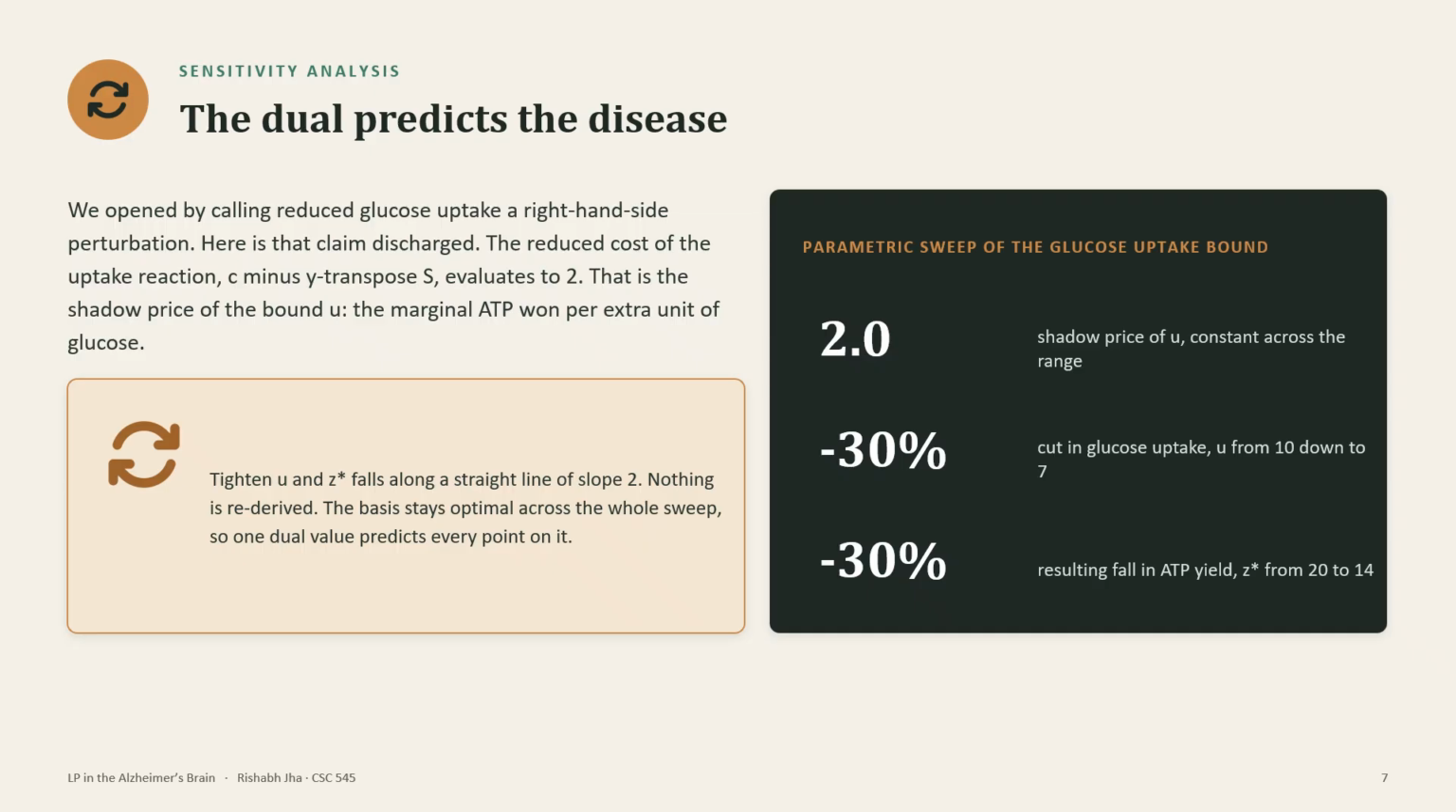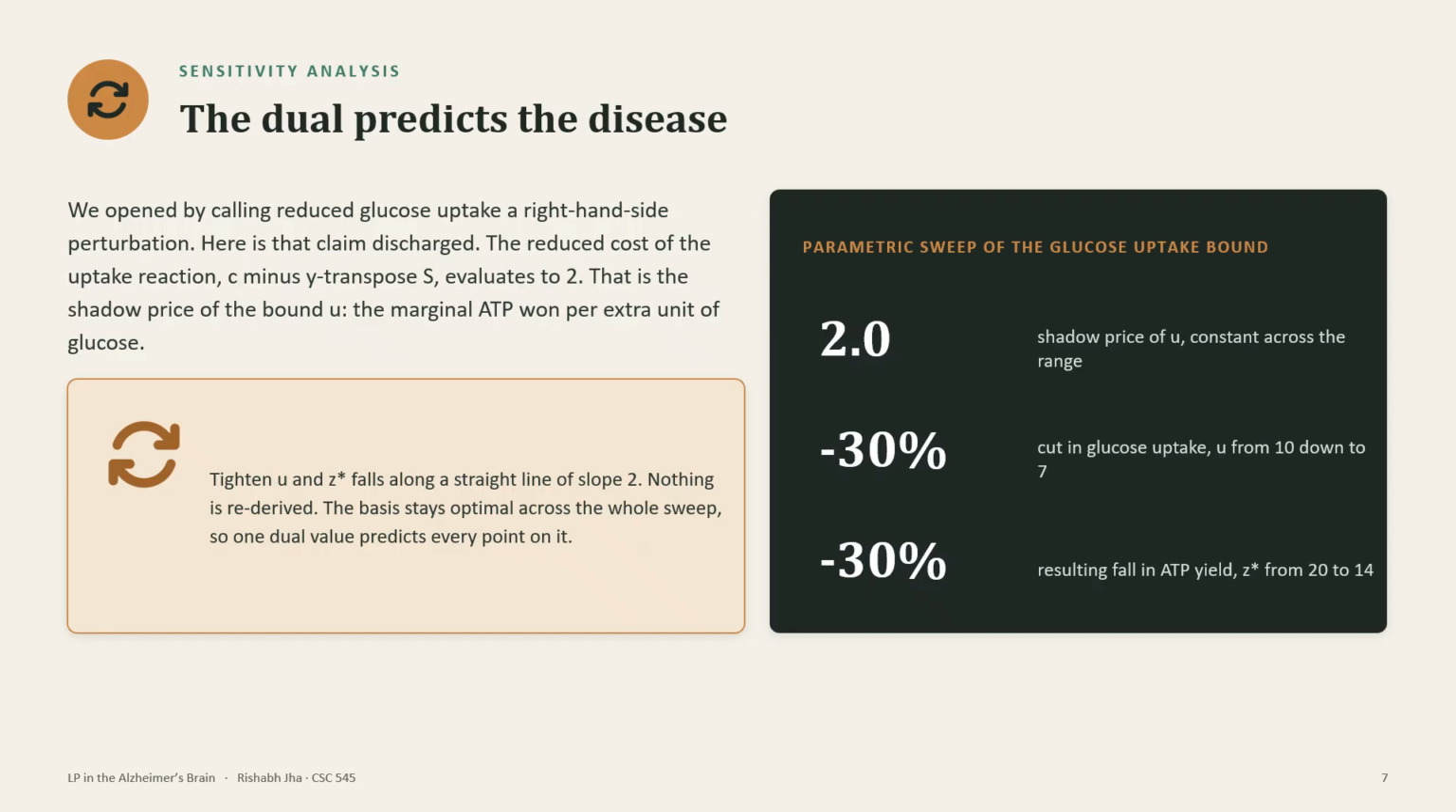Previously I claimed at the start that Alzheimer's enters as a right-hand perturbation. So where's the proof? Let's see. We know R5 sits pinned at its upper bound. Its reduced cost is C minus Y transpose S, and it evaluates to exactly 2. For a variable at its upper bound in a maximization, that positive reduced cost is the shadow price of the bound. So one more unit of glucose buys 2 more ATP.